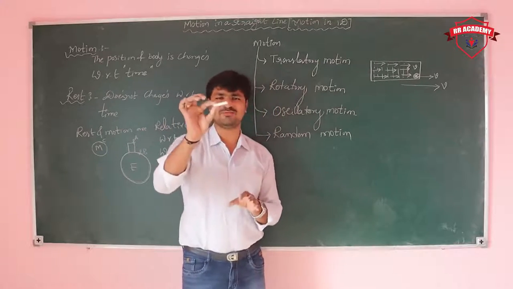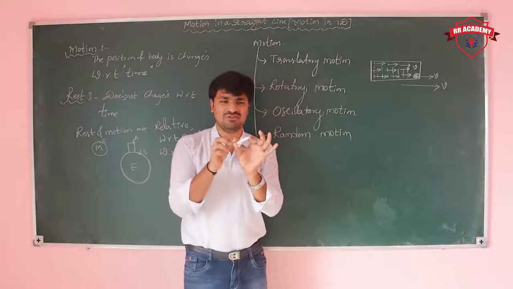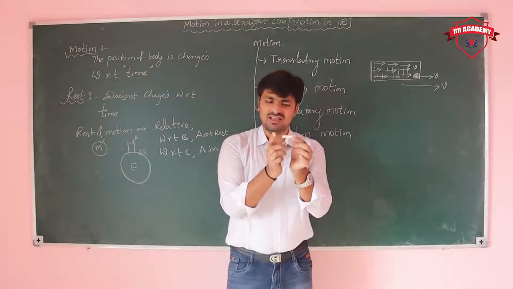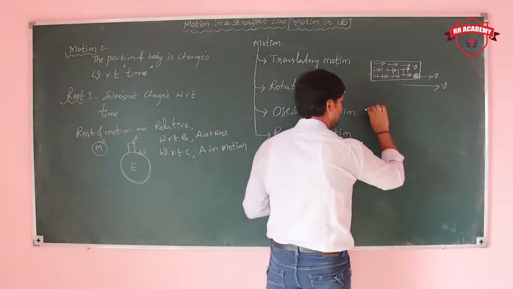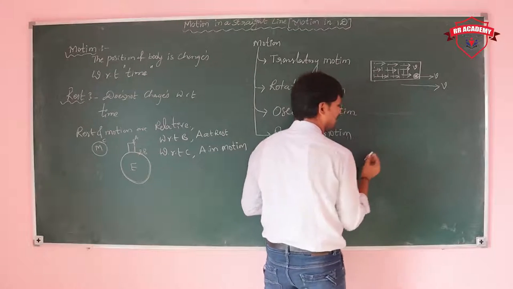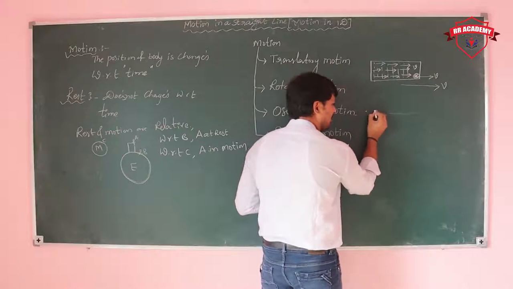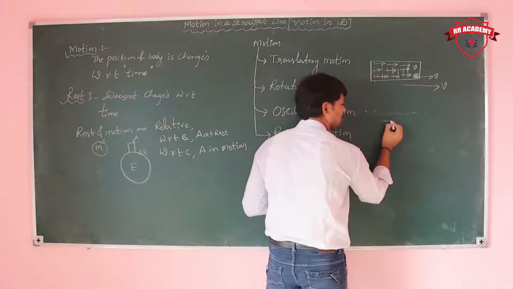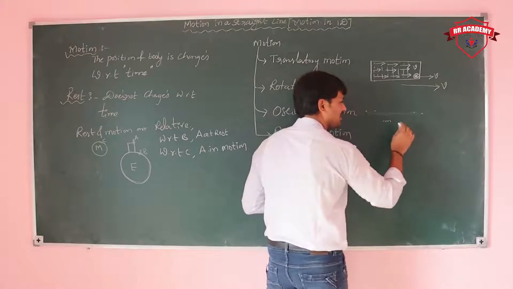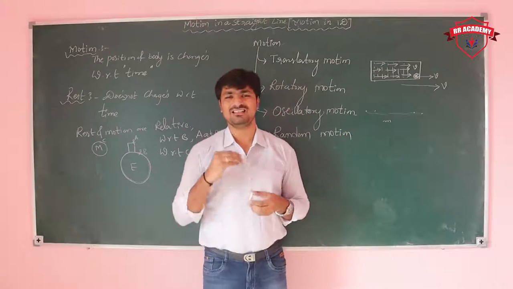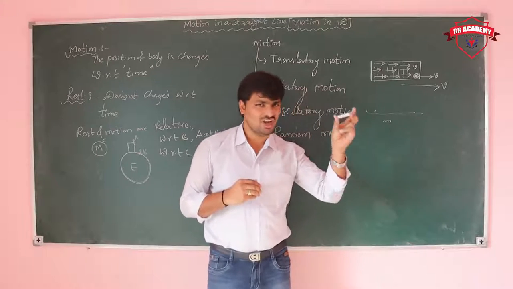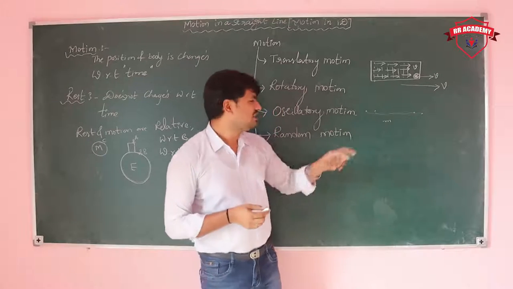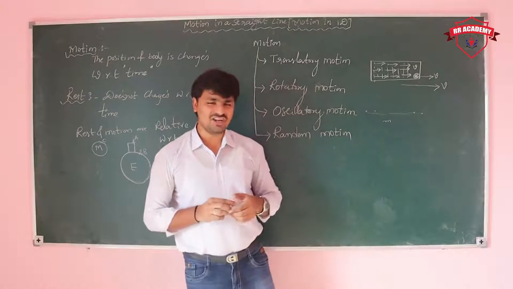For example, I am considering this body. This body contains a number of particles. Now the body is moving. What is the displacement traveled by the first particle? The same displacement is traveled by the second particle also. From here to here is m meters, and here to here also m meters. Both particles travel the same displacement, move with the same velocity, and have the same acceleration and direction. So we can say this motion is translatory motion.